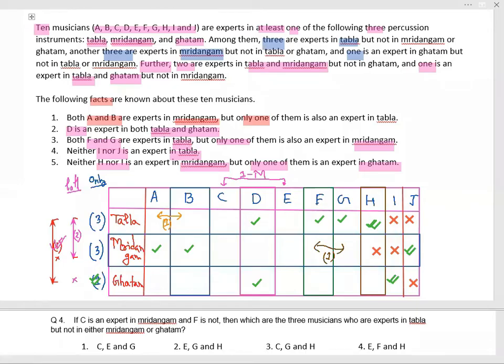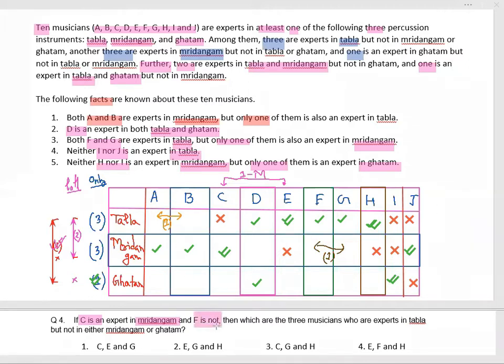Now question 4, which says that if C is an expert in mridangam, that means C is in mridangam. I know one of them would be in mridangam, so C gets a double tick. At that time, E would get a double tick here. And in our response, I can find it would be a cross, it would be a cross. As per that information, C is an expert in mridangam.